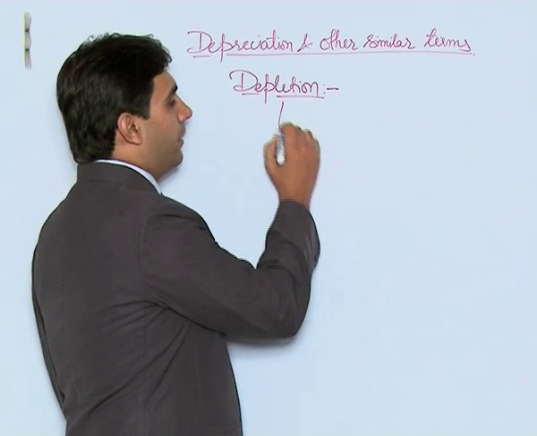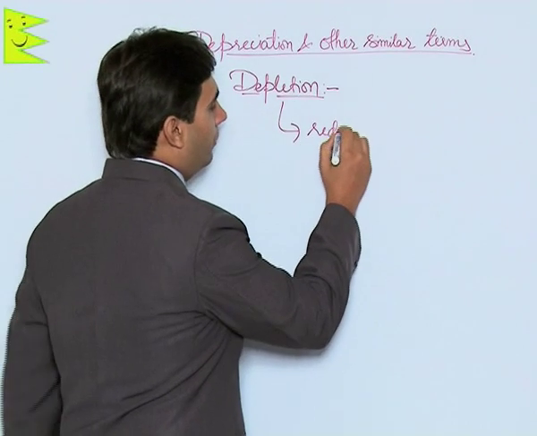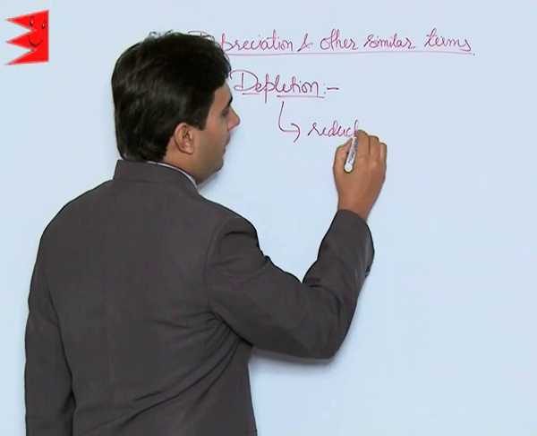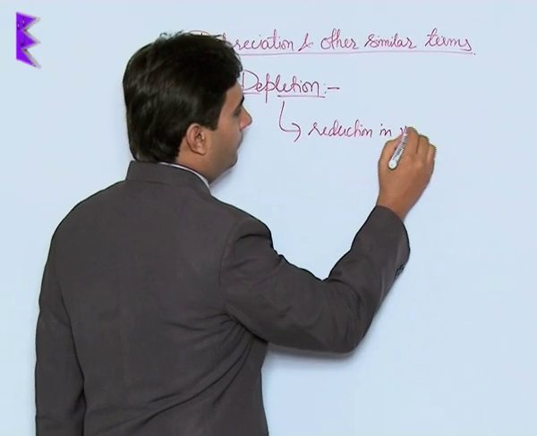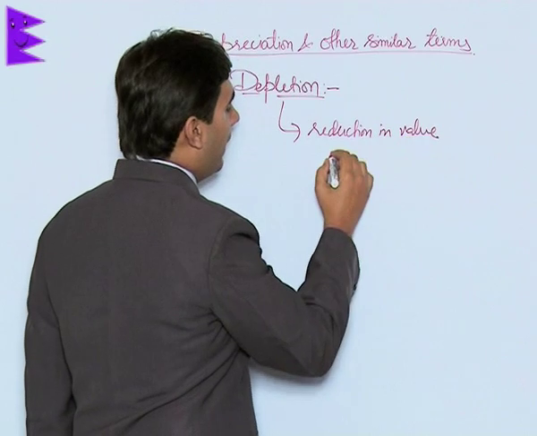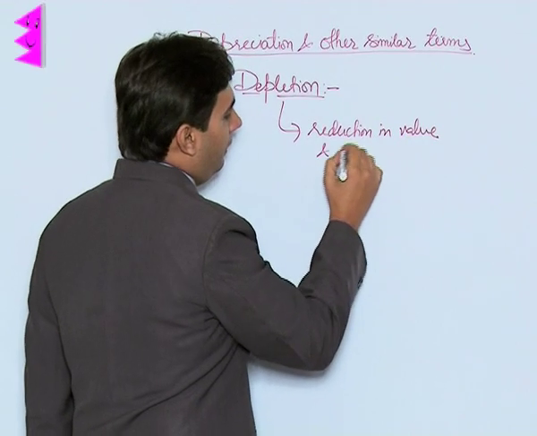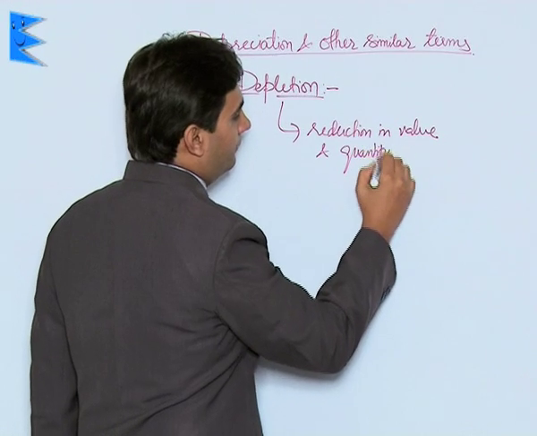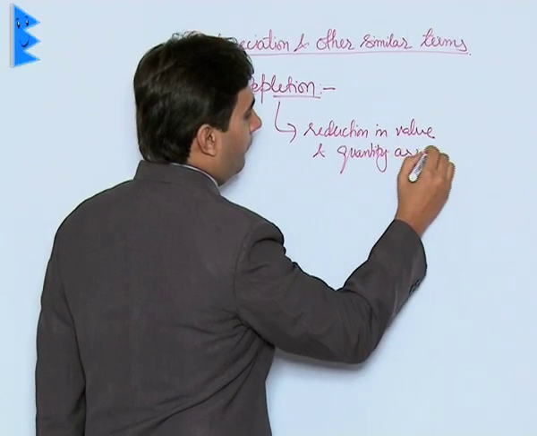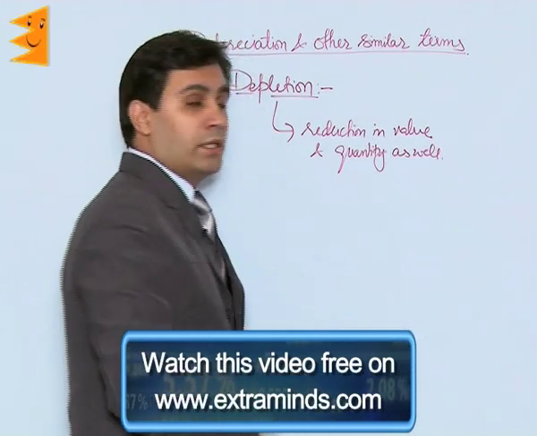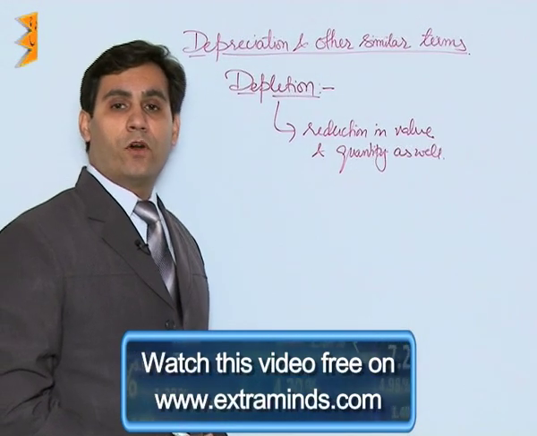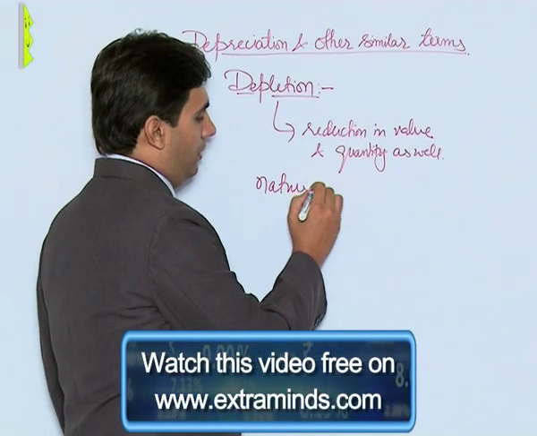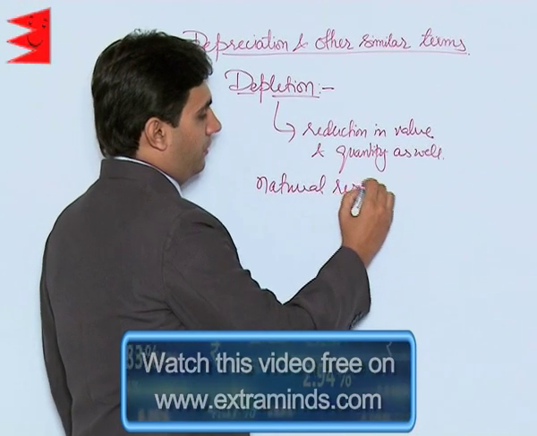Depletion means reduction in the value, that is reduction in value accompanied by reduction in quantity as well. Now students, this concept is basically used for natural resources.